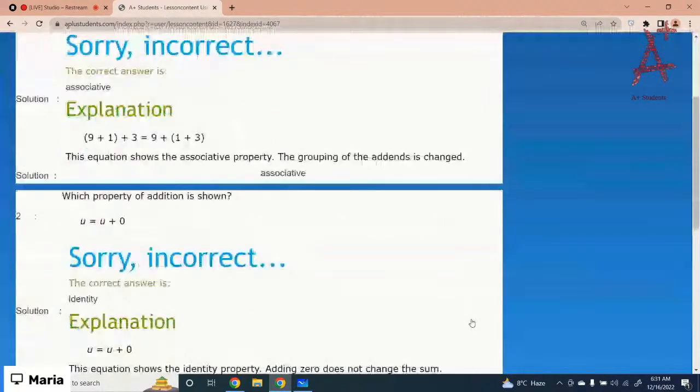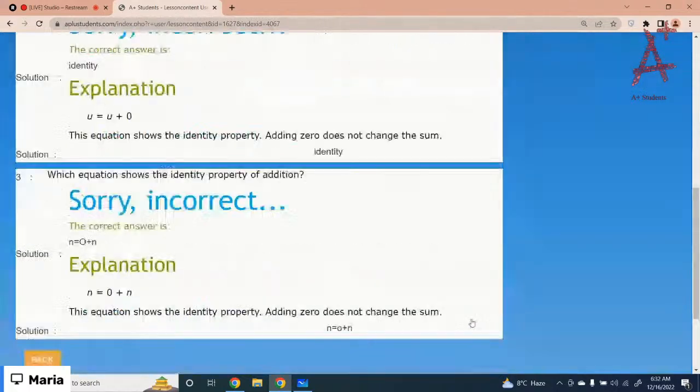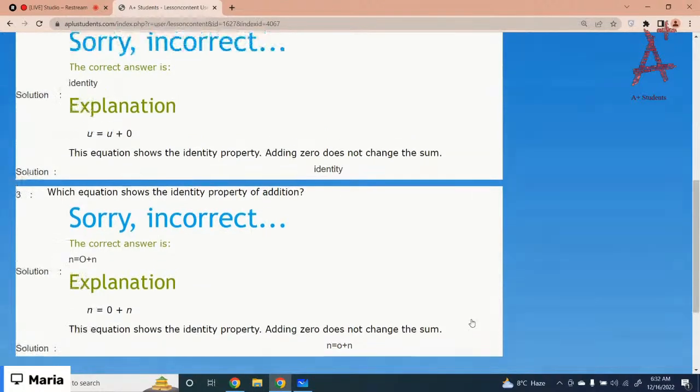Okay, the next one: which property is shown? 0 equals u plus 0. Whenever you add 0 to any number, you get the same number as the answer. Got it? So it would be the zero property. Got it? That means adding 0 does not change the sum. Again, that is the zero property. Adding 0 does not change the sum. It has the same number.